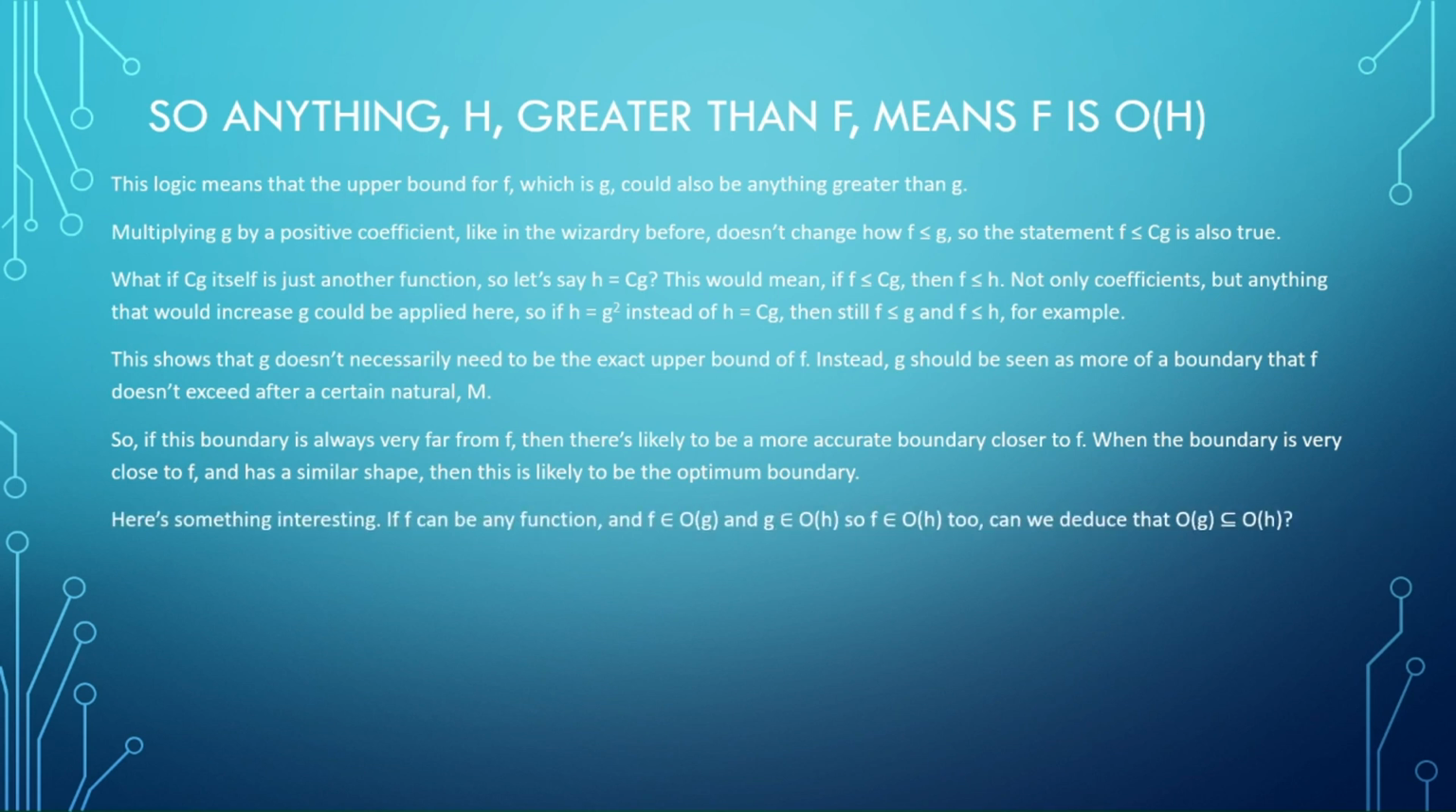Here's something interesting. Using the idea of optimum boundaries, if f can be any function, and f is of order g, and g is of order h, so that means f is of order h too, can we deduce that order g is a subset of order h? What do you guys think? Should I give you some time to think? I'll leave this up for a minute.